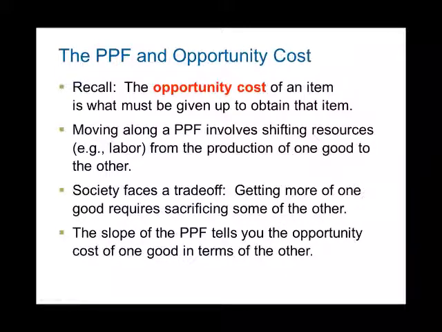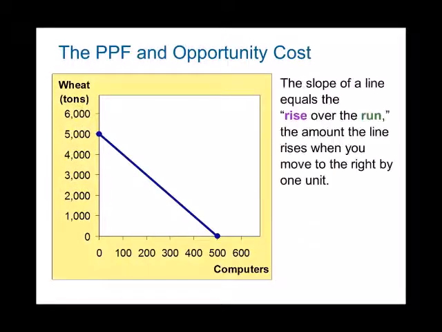And in this case, if we are on the production possibilities curve, the slope of that line will tell us the opportunity cost of one good in terms of the other. So if we look at this, the slope of the line, back from calculus, is basically rise over run. So it is how much extra tons of wheat in this case can we get if we give up the production of one computer. Since we just have two products in this economy, that is the opportunity cost. What is the opportunity cost of wheat? It is how many computers I have to give up. Or what is the opportunity cost of a computer? It is basically how many tons of wheat do I have to give up.